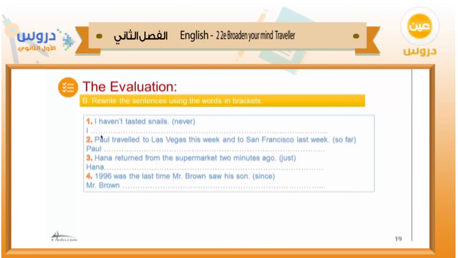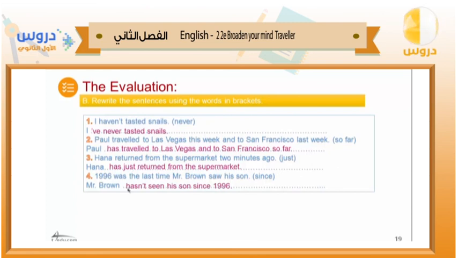Okay, let's check your answers now. Number 1, I have never tasted snails. Number 2, Bowl has traveled to Las Vegas and to San Francisco so far. Hannah has just returned from the supermarket. Mr. Brown hasn't seen his son since 1996.